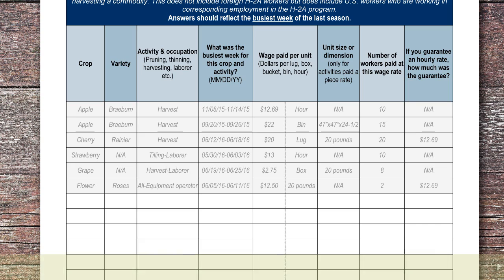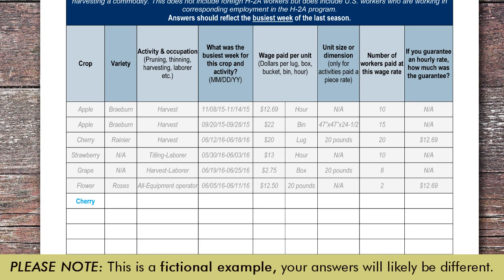Crop. Under the crop column, I would write cherries. Crop variety. And because I grow red cherries, I note red under the variety column. If you grow different varieties, enter the varieties on different lines. For the third column, activities and occupation, we need to think about all the activities for which we use seasonal and migrant labor in the production of red cherries.